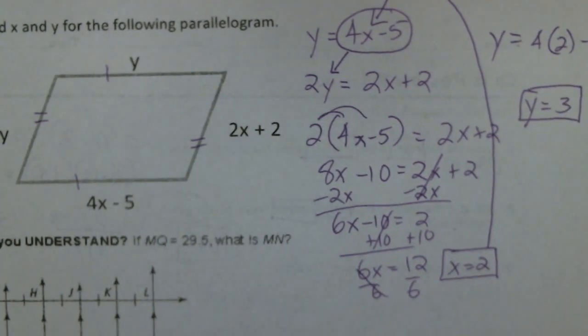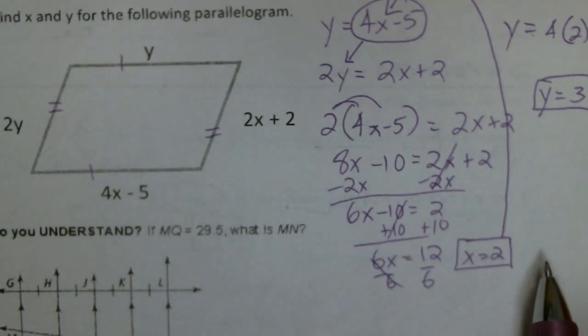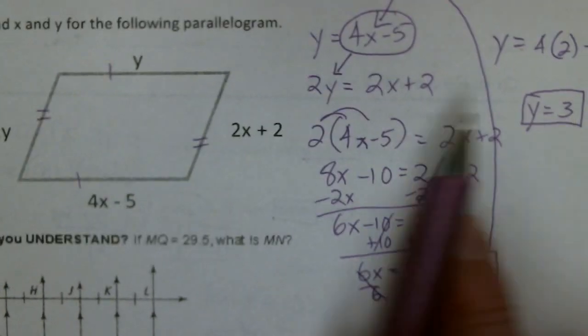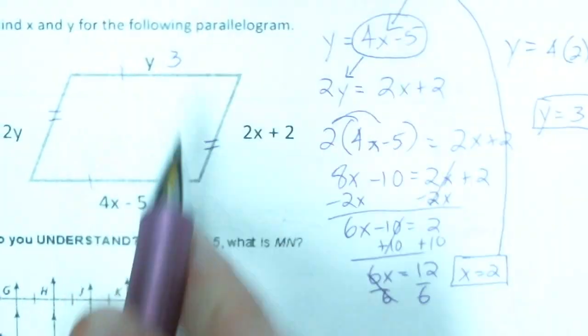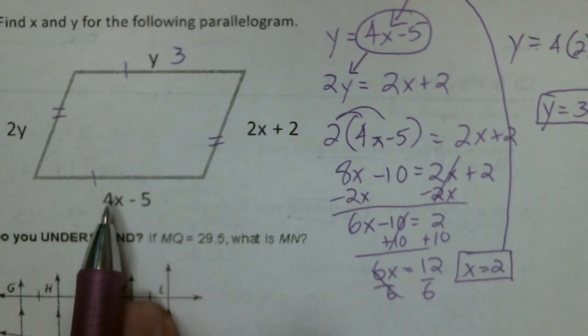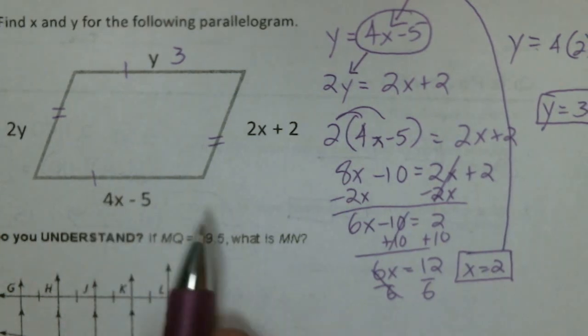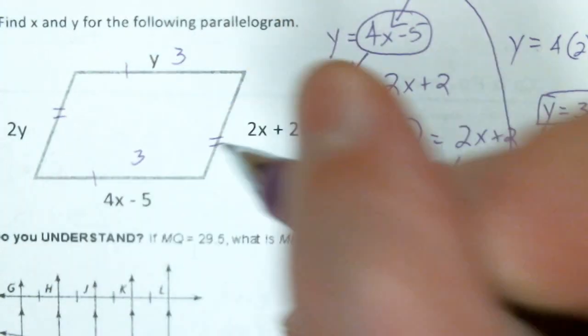Let's check our answers. Just for grins and giggles, let's plug it back in and make sure they're equal to each other. Y is 3. Okay, so that means the bottom length better be 3. 4 times 2 is 8. 8 minus 5 is 3. Okay, so that checks out.